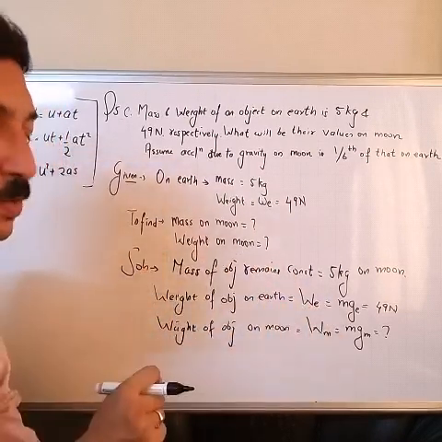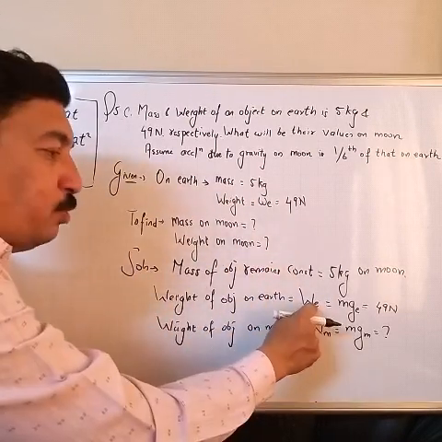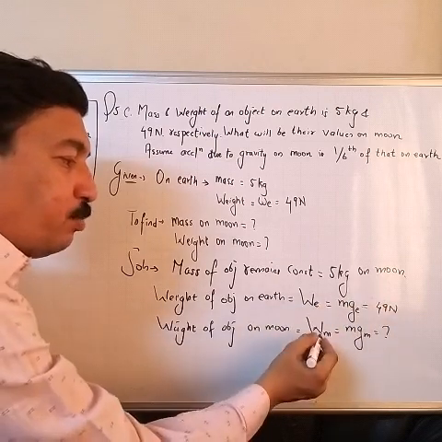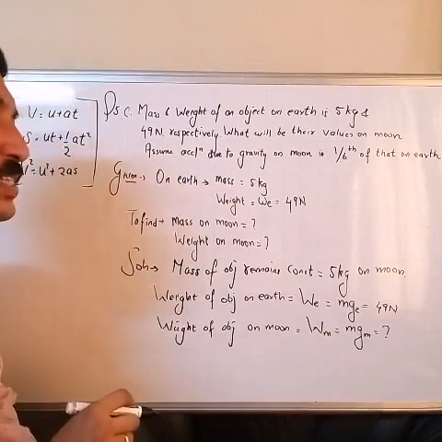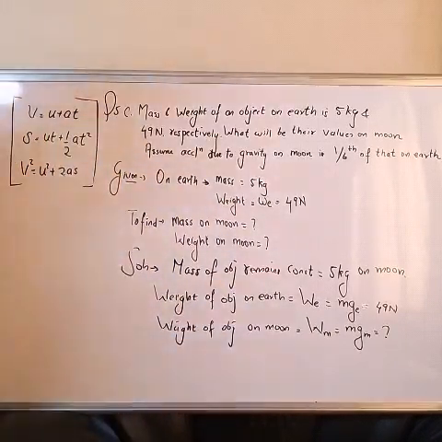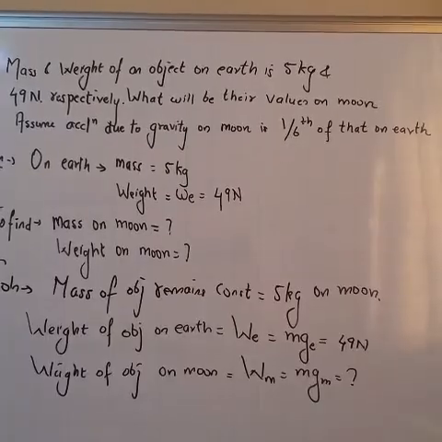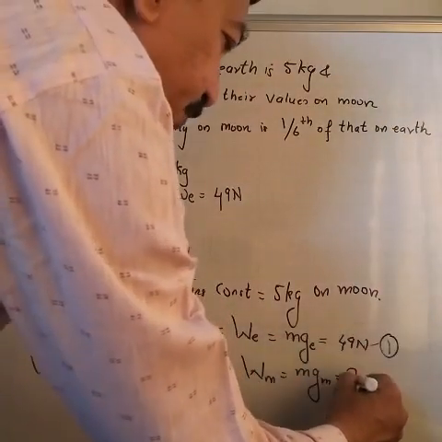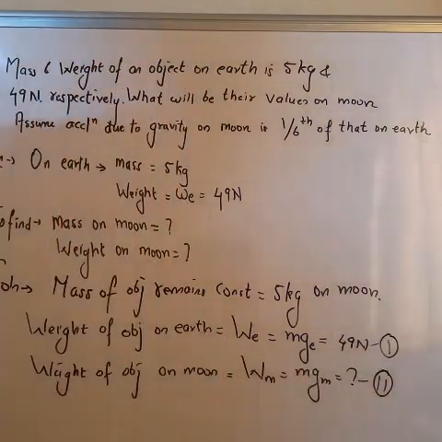One is for weight on earth, W equal to M into GE. GE is acceleration due to gravity on earth, and WM equal to M into GM, and GM is the acceleration due to gravity on the moon. These two equations I name as equation 1 and equation 2.